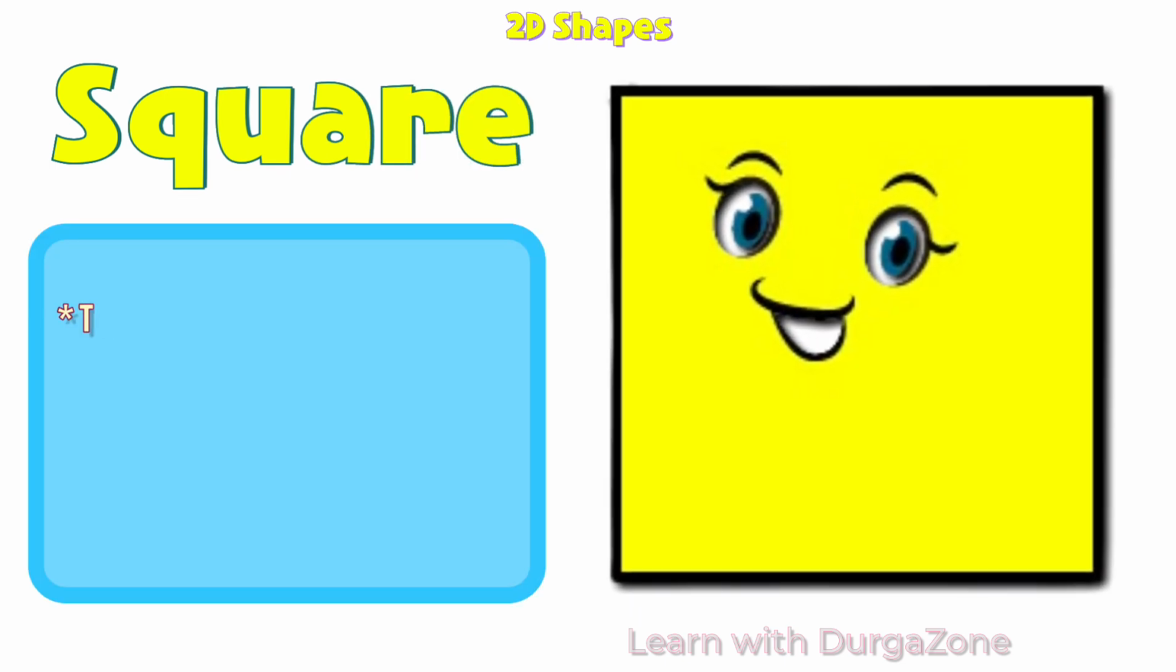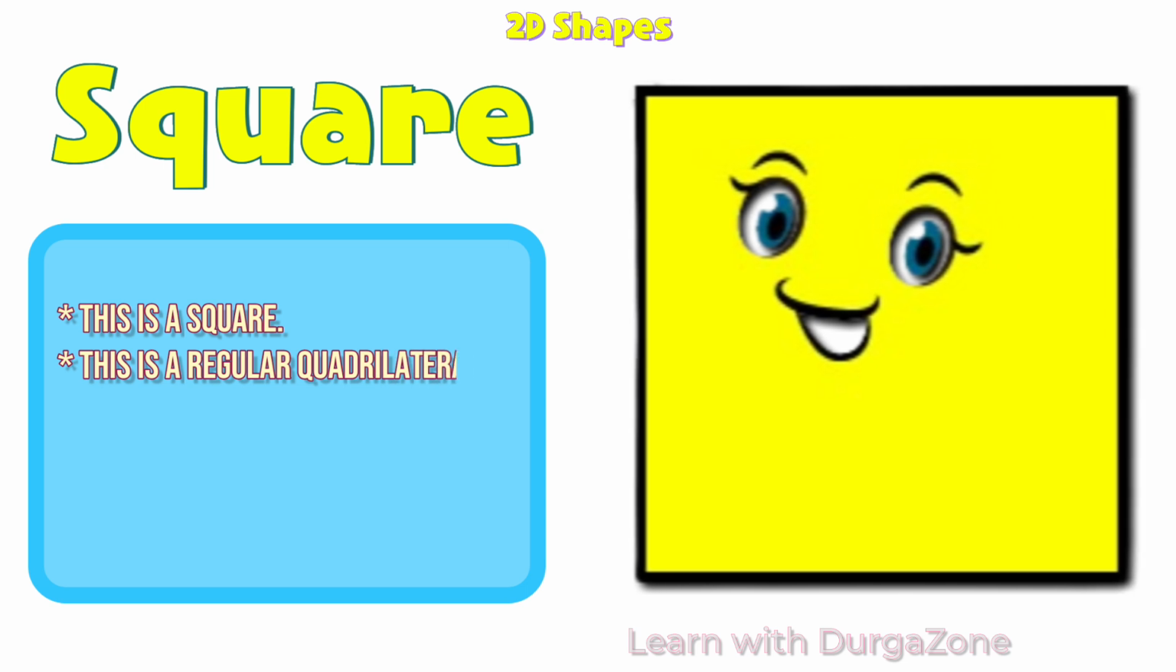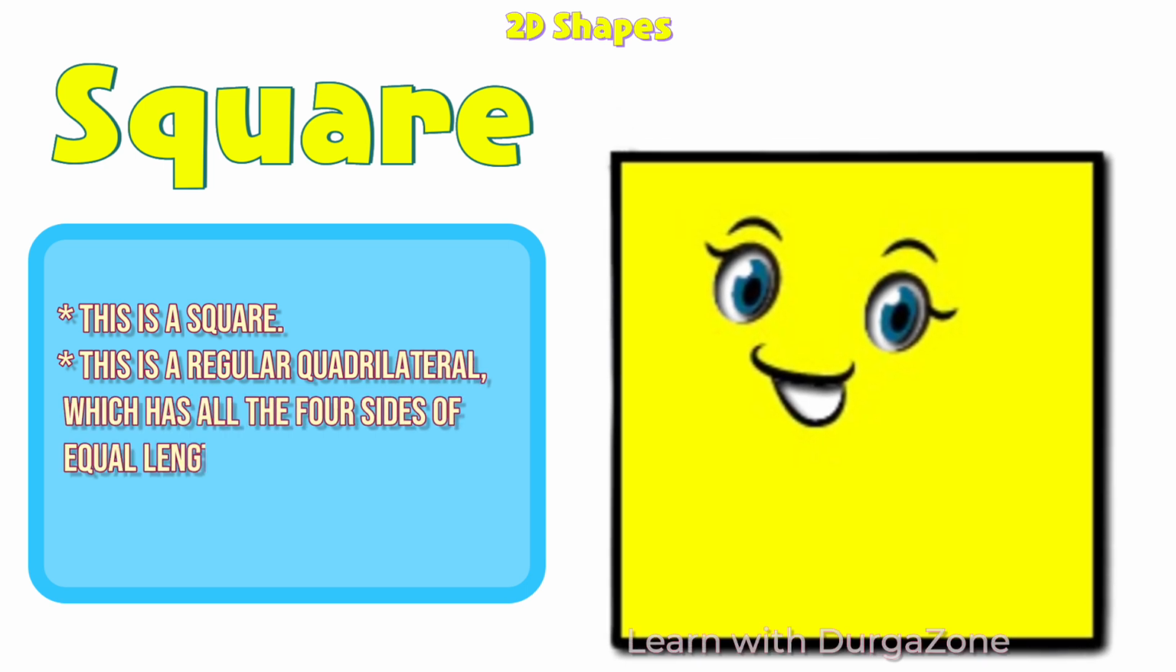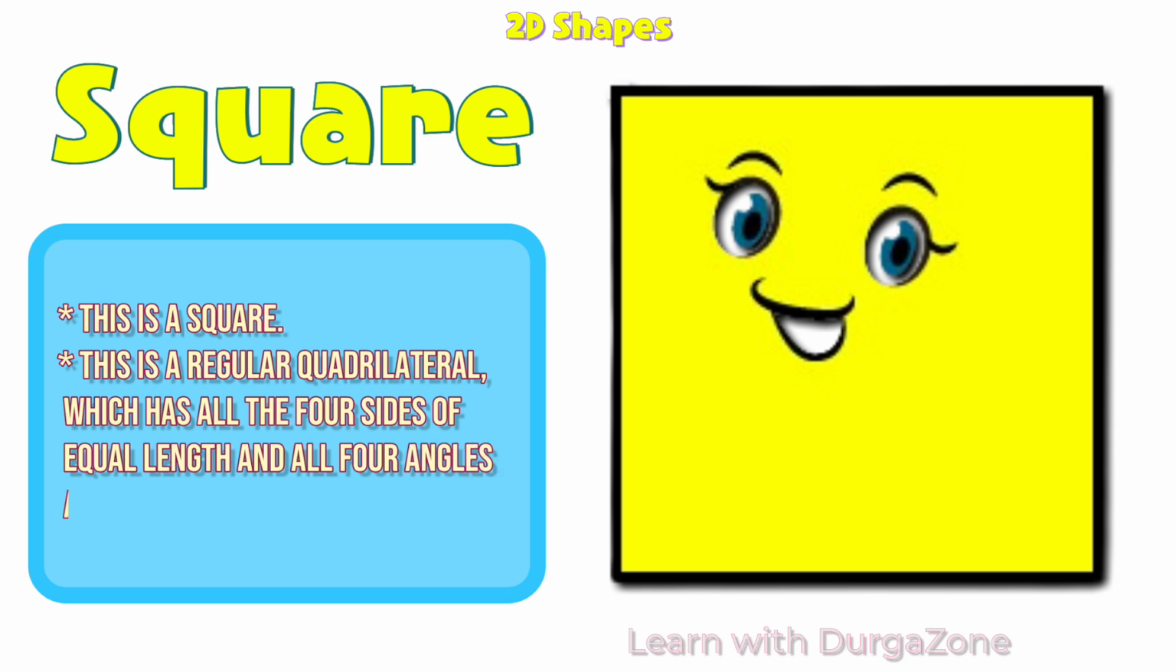Square. This is a square. This is a regular quadrilateral which has all the 4 sides of equal length and all 4 angles are also equal.